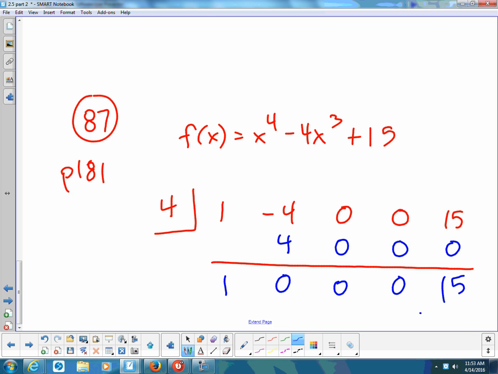So, going back to our upper bound test, if c is greater than 0, and it is, it's a positive 4, and each number in the last row is either positive or 0. Out of these numbers here, are they all either positive or 0? Yes, then that means that c, meaning 4, is going to be an upper bound for the zeros.